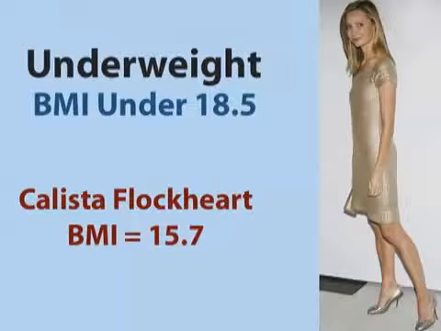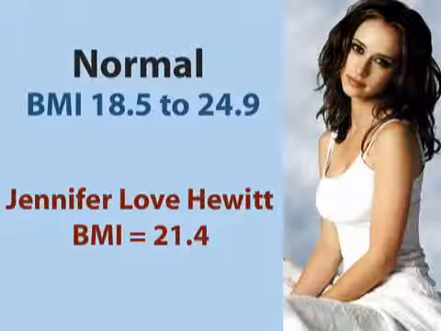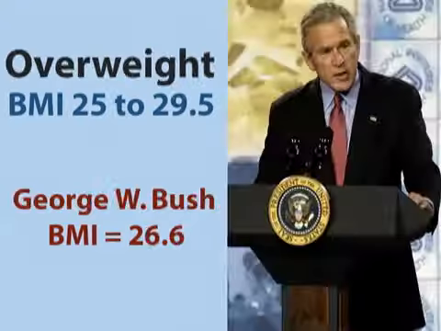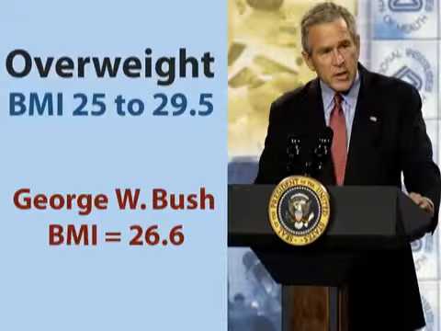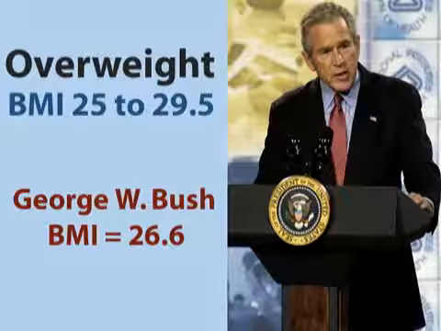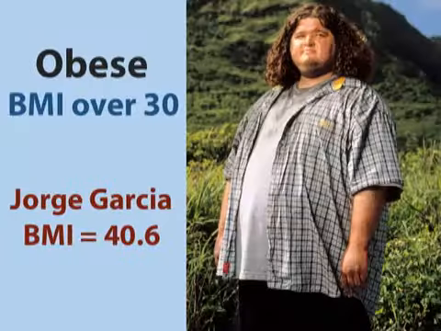What does that number mean? Usually, the higher your BMI, the higher your percentage of body fat. If your BMI is less than 18.5, you're considered underweight. A BMI between 18.5 and 24.9 is considered normal, while one between 25 and 29.9 equates to being overweight. If you have a BMI of 30 or higher, you're considered to be obese.